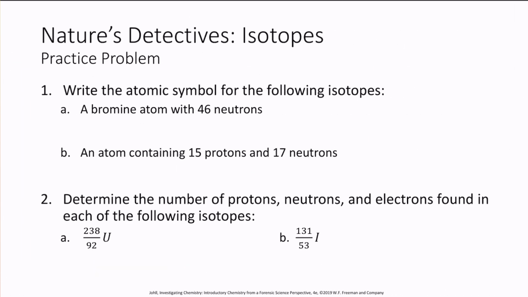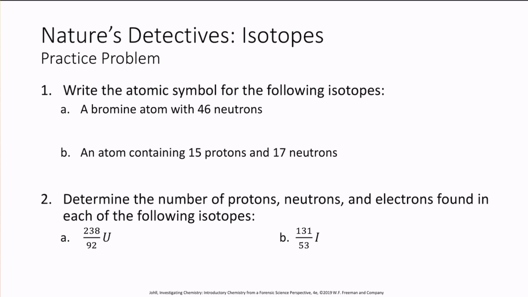All right, let's get some practice with writing these different isotopic symbols out. So write the atomic symbol for the following isotopes. A bromine atom with 46 neutrons. So in order to do this problem, I need a periodic table. So you might need to pause the video and go grab your periodic table. All right, hopefully you have your periodic table.